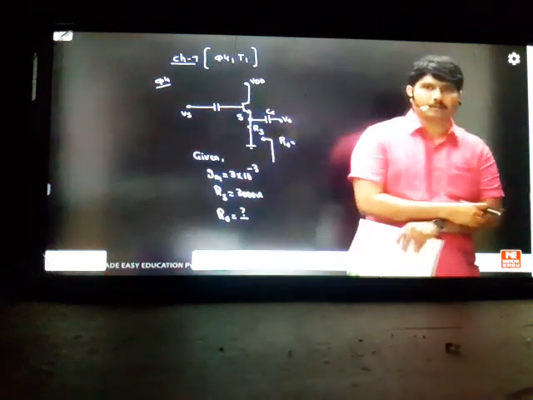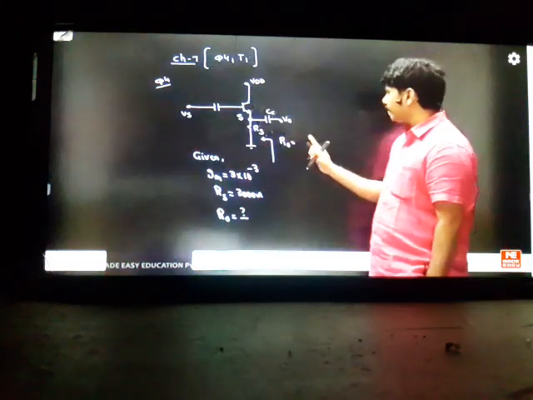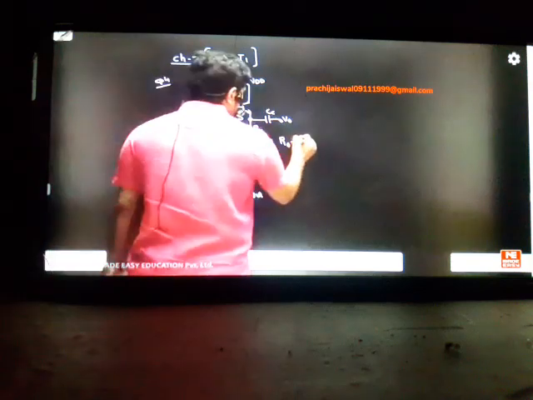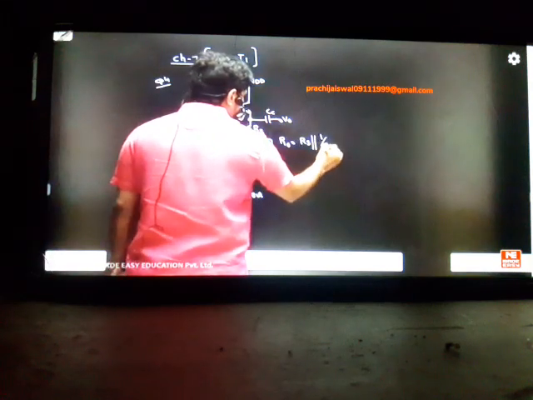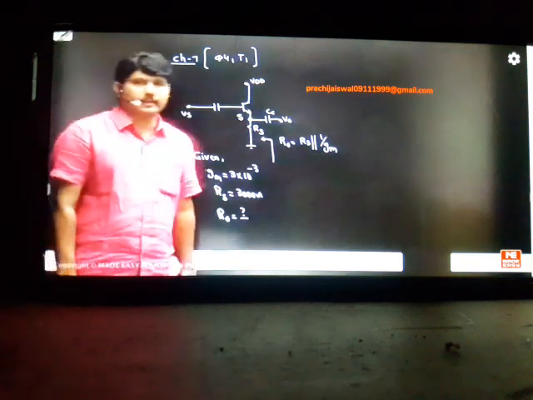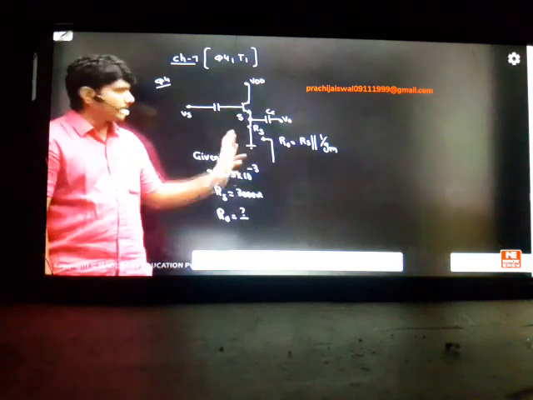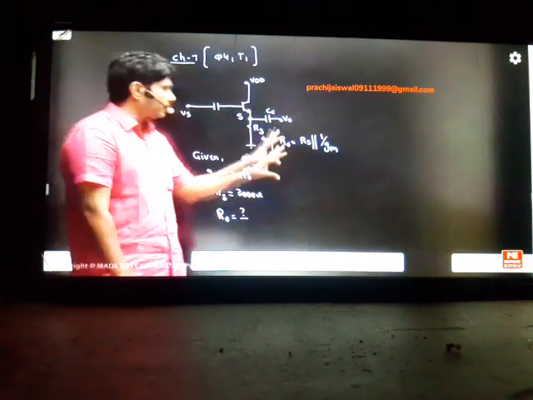From the source, whenever you see, from the accurate concept, RS will be there, and inside there will be 1 by GM from the source. From the emitter it is 1 by GM. So it is RS parallel to 1 by GM. This is the output impedance problem. In the workbook I think we are covering all the problems. Input impedance I covered. Now output impedance we are covering. And one is gain problems we are covering. All issues are covered in this practice.